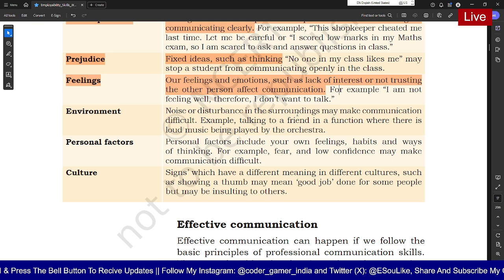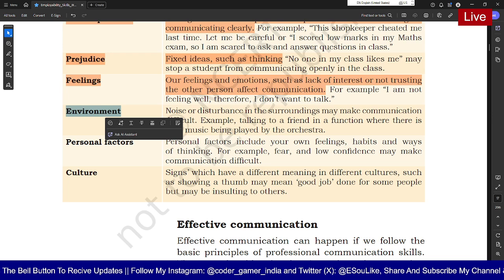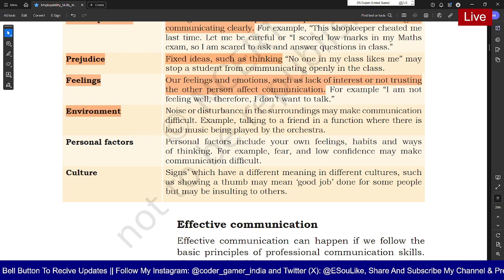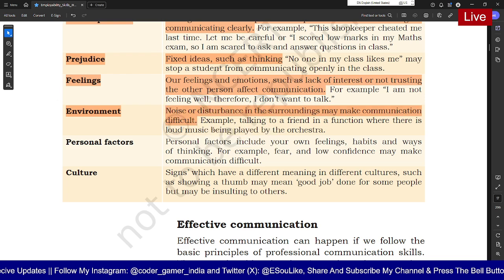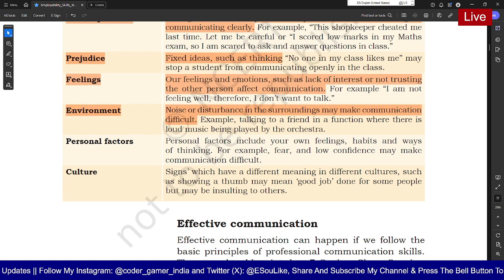Next is the environment. Noise or disturbance in the surroundings may make communication difficult. So, for example, where I am sitting here is an open area where people are playing and cars are moving, so noise is coming, and I could not talk properly with you all.